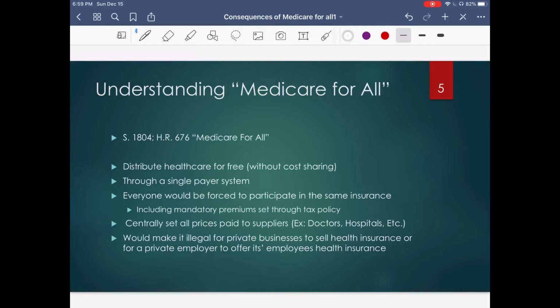Everyone would be forced to participate in the same insurance, dubbed single payer system, including mandatory premiums set through tax policy, and centrally set prices paid to suppliers, so doctors, hospitals, all prices are set by the government. Medicare for All would also make it illegal for private businesses to sell health insurance, or for a private employer to offer its employees health insurance.